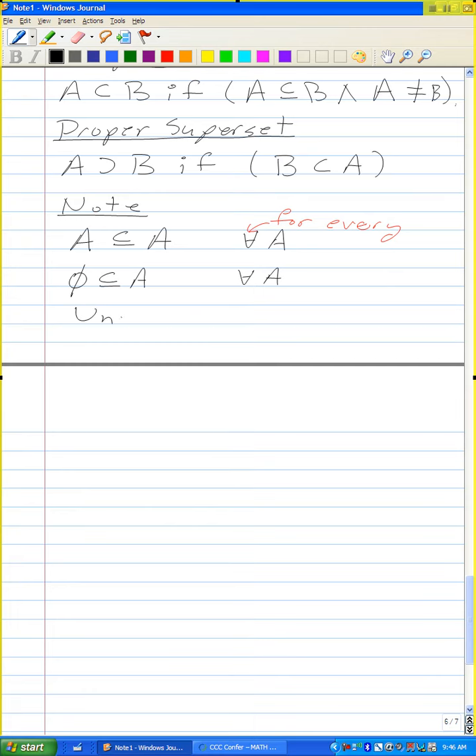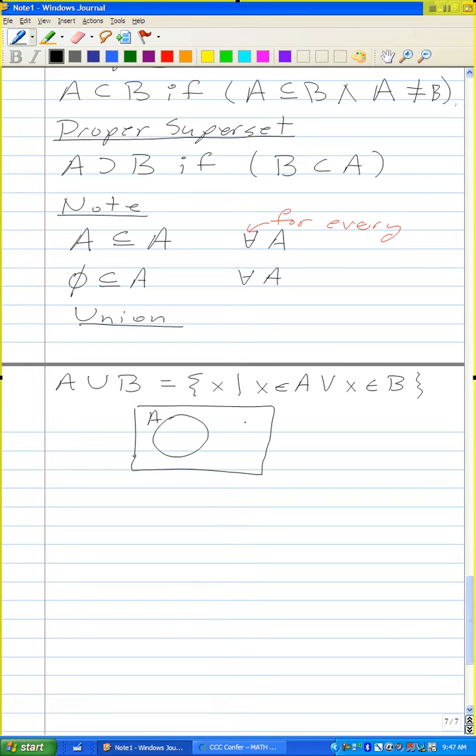Union. Suppose A and B are two sets, then A union B is defined as the set of all elements in A or in B. And so let's say that this is A and this is B. Then this is A union B.